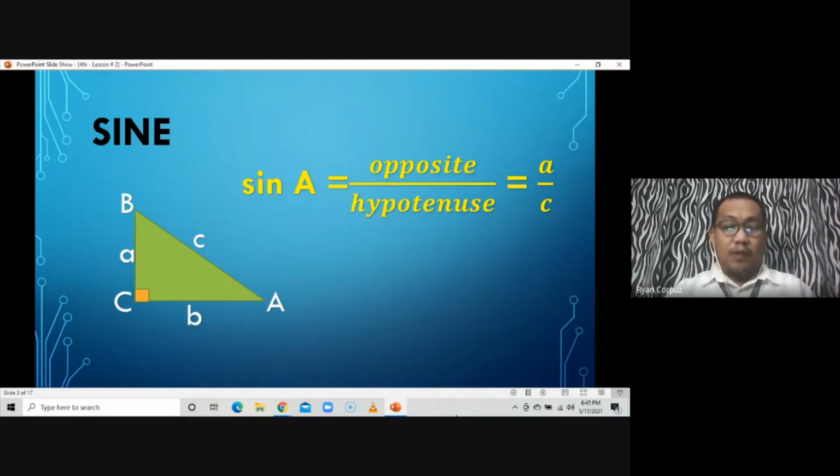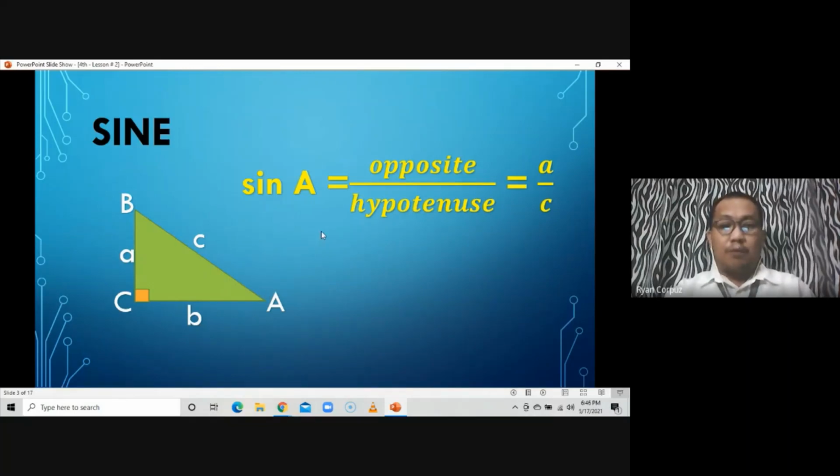Now, pwede natin gamitin sine B, kung sine B ang gusto natin, or we want to use angle B and we are looking for sine B, opposite over hypotenuse. Opposite niya is B over hypotenuse, that would be C. So we do have B over C. So depending on what angle you are pertaining to.